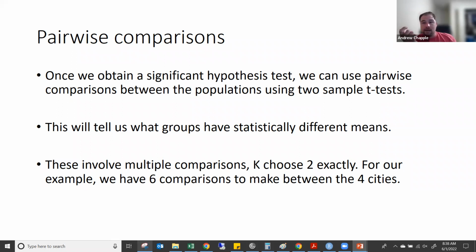Now, one of the things about type 1 error here is if I use 0.05 for my type 1 error constraint and I make 6 comparisons, then your type 1 error is potentially 6 times 0.05, which would be 30%.